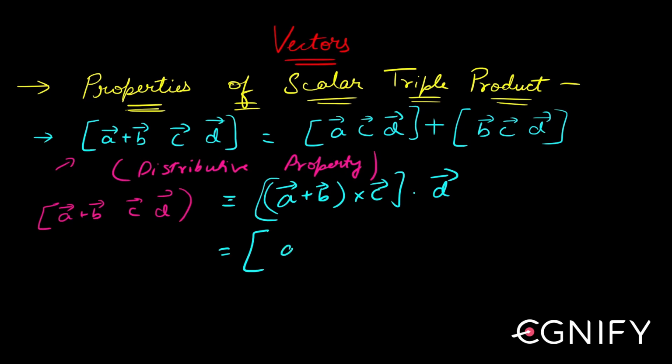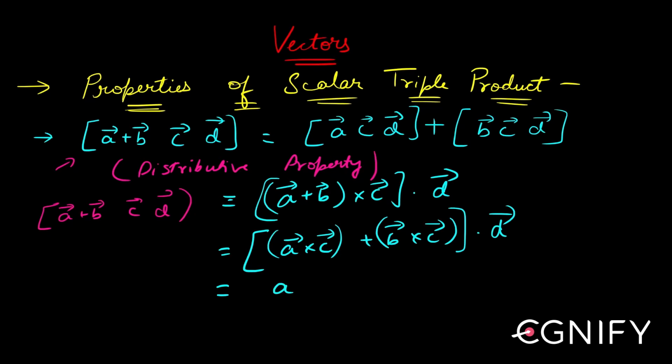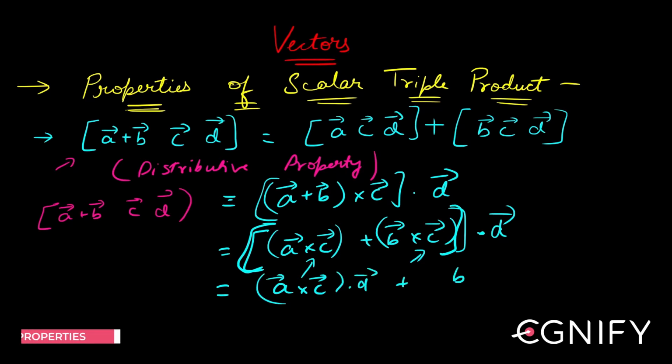So A plus B cross C can be written as A cross C plus B cross C. Why? Because cross product is distributive. We've already seen this. And now you're dotting this with D. And now dot product is also distributive. So in this entire bracket, I can distribute this dot product to both these terms, because even dot product is distributive. So this is A cross C dot D plus B cross C dot D.